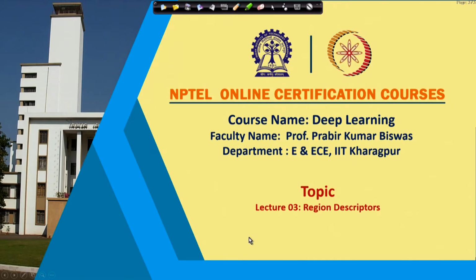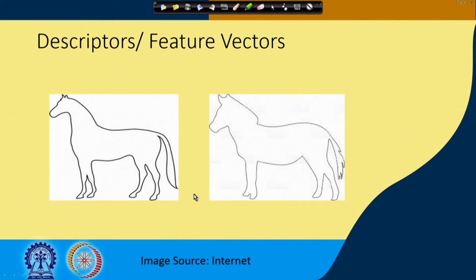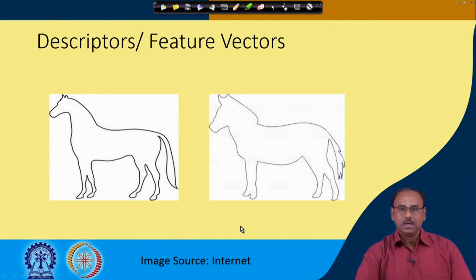So, in the previous class, I showed you these two figures, one of the horse and one of the zebra, and we said that though the shapes of those two animals are similar, shape information is not really sufficient to distinguish between a horse and a zebra. To distinguish between these two animals, we need the description of the shape which is obtained from the boundary of the figures.